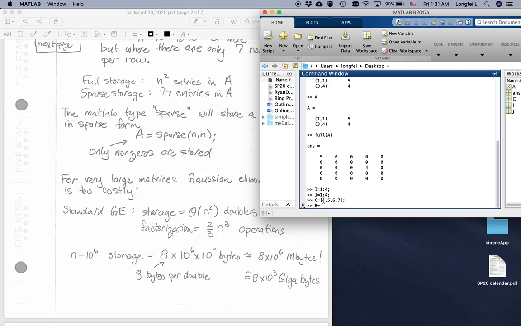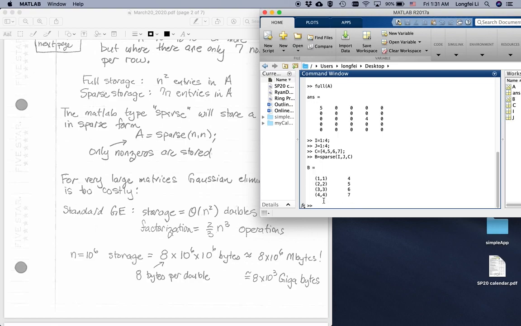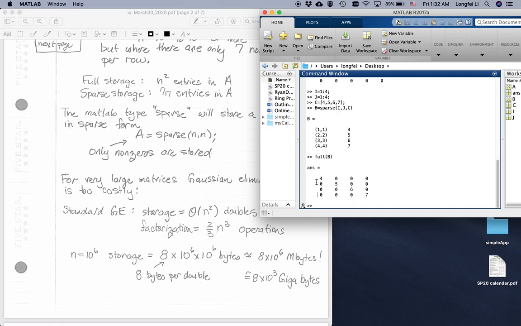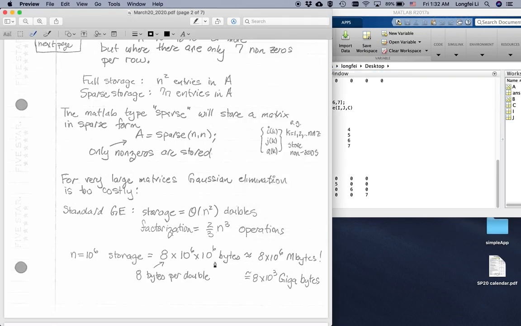And then I can create another matrix B. It's called a sparse. It has I index, j index, and the value. Okay, so what we did here is, the I column specifies the I index, the j column specifies the j index, and the C vector specifies the value of this matrix. So my B matrix is a sparse matrix that has non-zero terms on these positions, right? So if we look at the full B, we can see it's a diagonal matrix with all the diagonals specified by the C vector 4, 5, 6, 7.